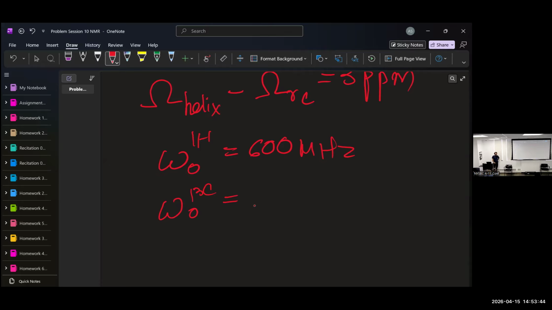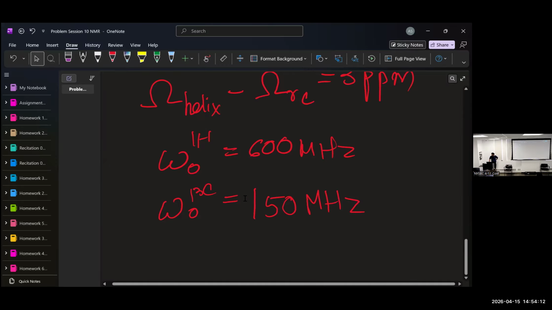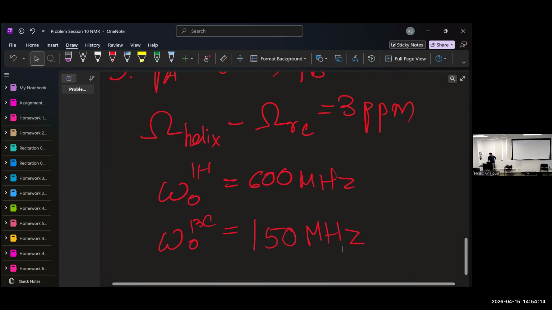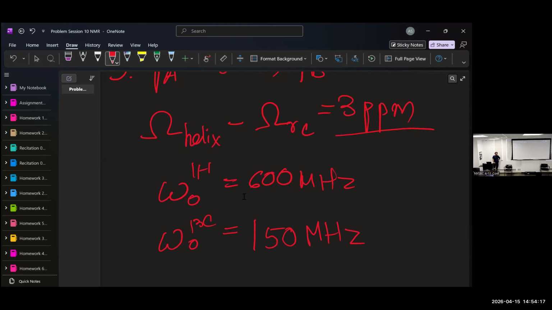Just to have this memorized for the rest of this class. So what's the answer? 150. Yeah, it's a quarter. Nitrogen is a tenth, carbon is a quarter. Remembering those two is very helpful. Okay, so carbon Larmor frequency is 150 megahertz. This is the difference in chemical shift between the main state and the minor state in ppm. What is it in hertz?